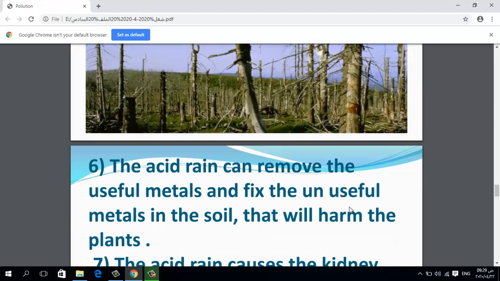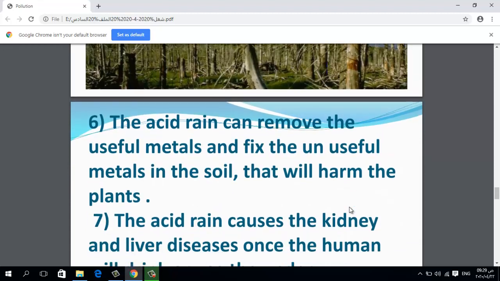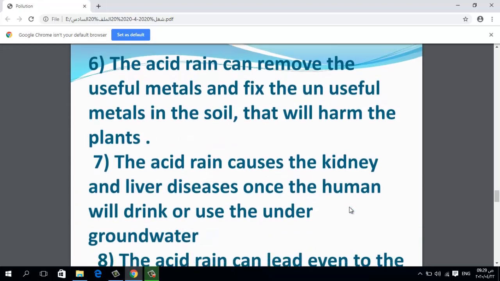The acid rain can remove the useful metals and fix the useless metals. So now we have a very big problem also. When we have some metals in the soil, the plant should absorb this metal. So what will happen? Inside the soil, the acid rain will help to fix that useless metal, which has no benefits in it, but it will be very harmful to the plant.